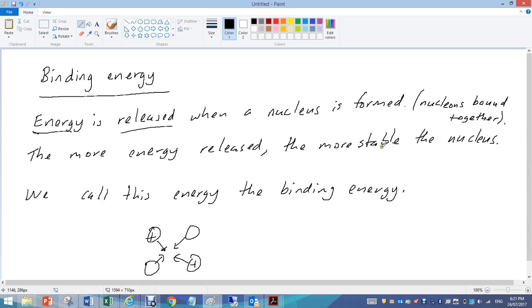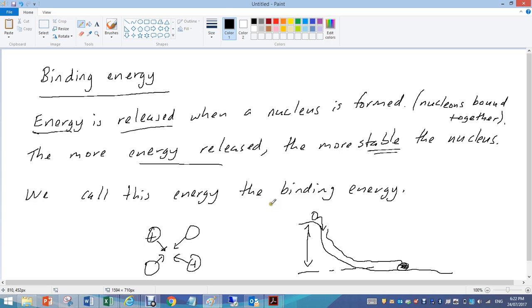Now the more energy released, the more stable the nucleus, which makes sense because anything that releases all its energy is then going to be pretty relaxed, isn't it? So it'll be nice and stable. Same with a ball sitting on the edge of a cliff: it's pretty unstable. It's got a lot of gravitational potential energy. If it then falls down, it will eventually come to rest. You'll have far less energy, but it will also be stable. So that explains this relationship: the more energy released, the more stable the nucleus.